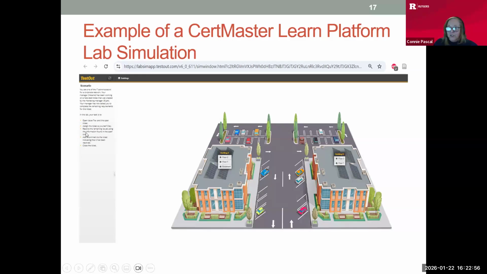So you've got 1, 2, 3, 4, 5 different tasks that you have to do. You have to do them in order. You have to pretty much do them perfectly, because that's what you have to do in the real world for most things. And the one thing I will say about CertMaster Learn and platforms like this is they don't really make room for creative thinking or necessarily creative problem solving.